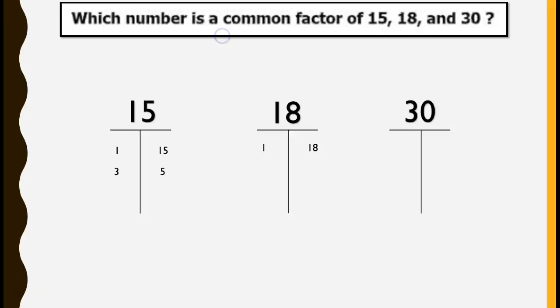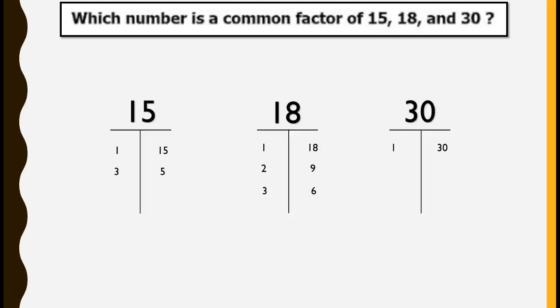We always know 1 times itself is always going to be there. Any others? Yep, 2 times 9. 3 times, oh yeah, 3 times 6. 4, 5, nope, that's it. Okay, so let's go on to 30. 1 times itself, 1 times 30 is always going to be there.